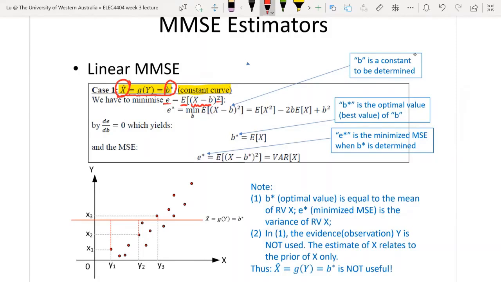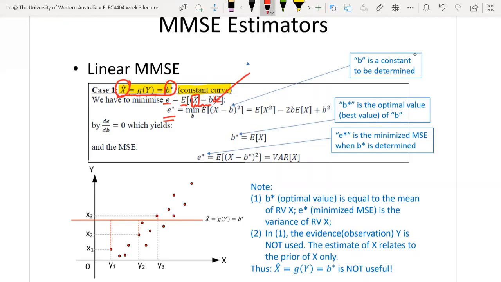So E is our mean square error. But you may notice one point here. No matter what the value of this random variable x is, our estimation is always b. The b is constant. But we mentioned that if you want to be a good estimator, you must be able to minimize the mean square error. So now let's try to minimize it. We are using E star as the minimized mean square error.